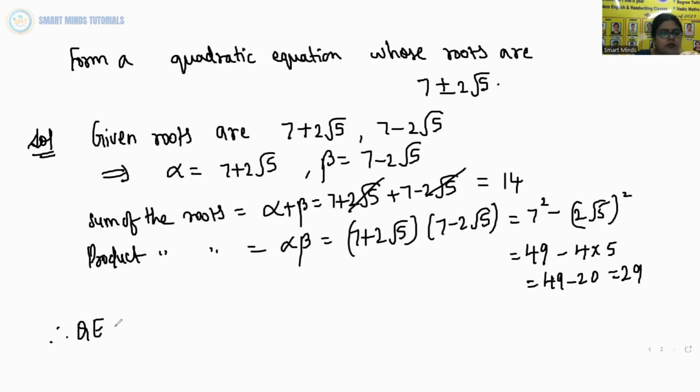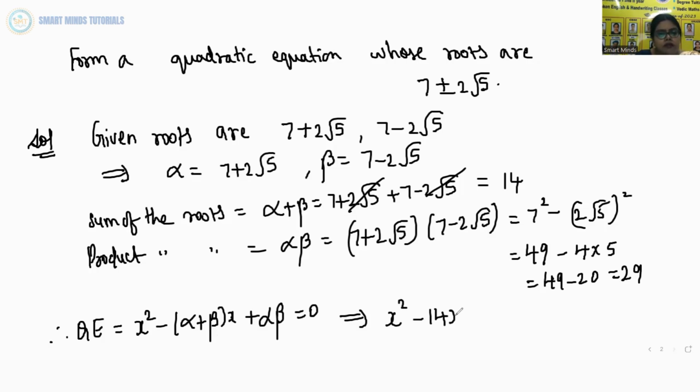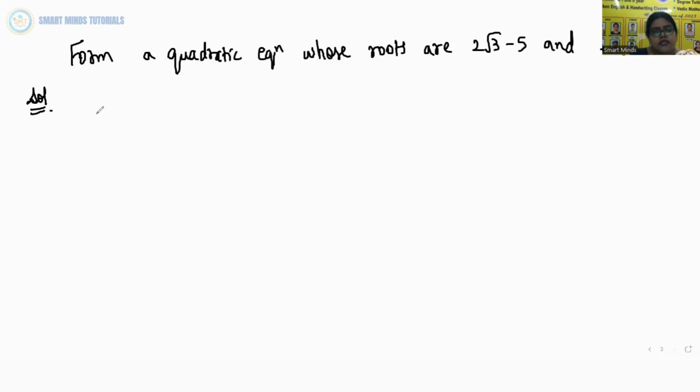Therefore the quadratic equation is x square minus (alpha plus beta) into x plus alpha beta is equal to 0, which implies x square minus 14x plus 29 equals 0, since alpha plus beta we got as 14 and alpha beta is 29. This is the required equation. So this is the next question.